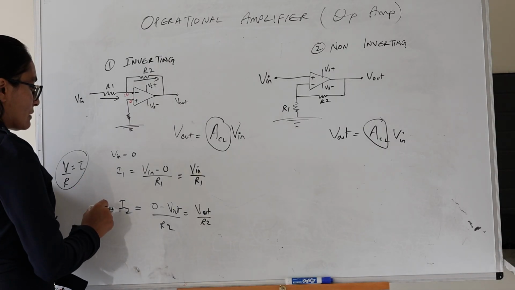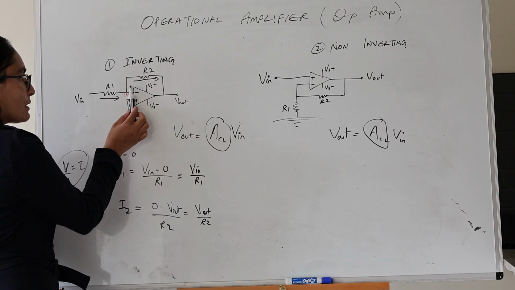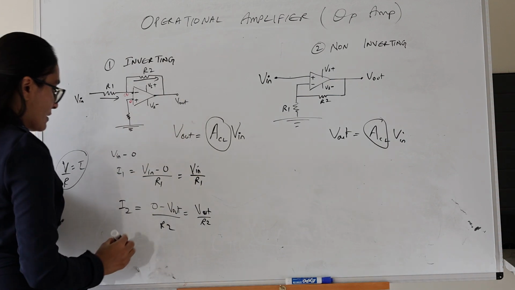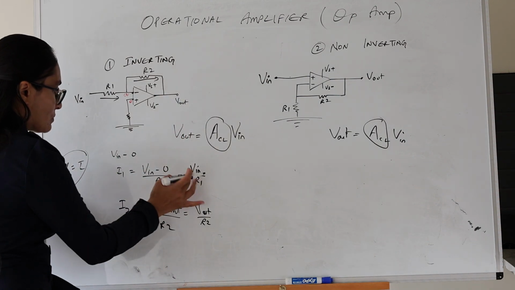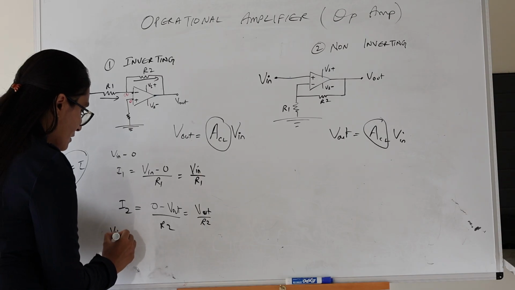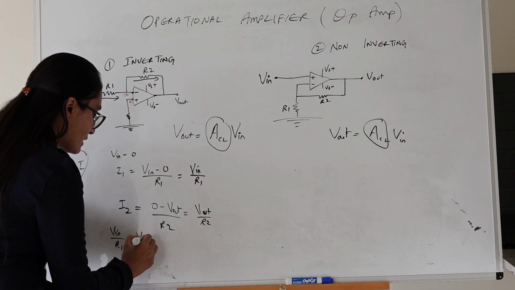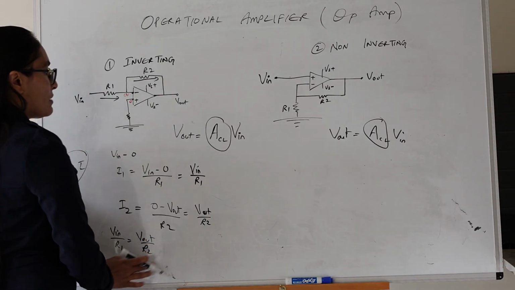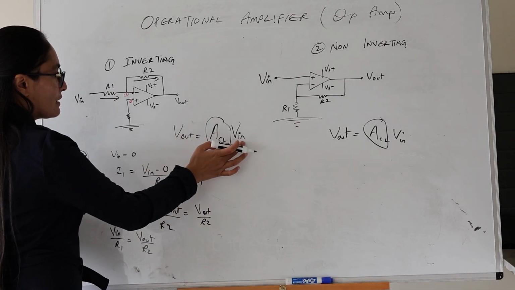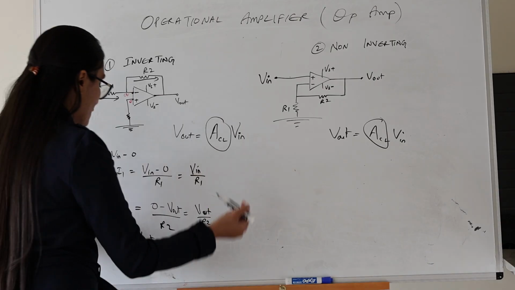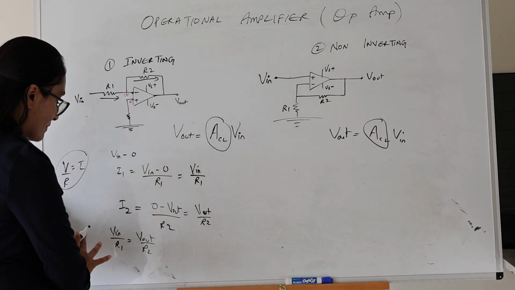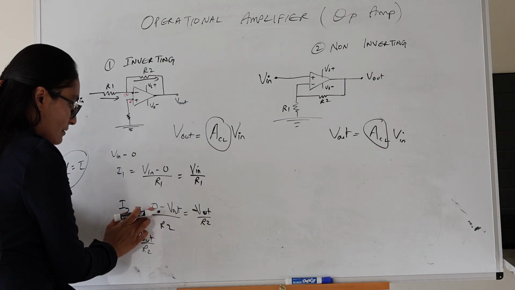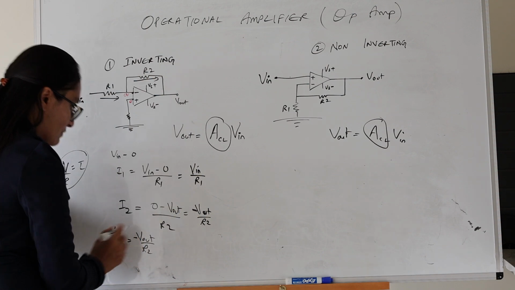Since I1 is equal to I2, because there is no current flowing through here as we said, everything that's flowing here simply goes out from here. So I1 is equal to I2, thus we can equate these two. V in over R1 is equal to V out over R2. Our goal is to find V out over V in, because that is the gain that we want to find out. Sorry, I made a simple mistake and left out the minus here, so this is 0 minus V out, so this is minus V out.